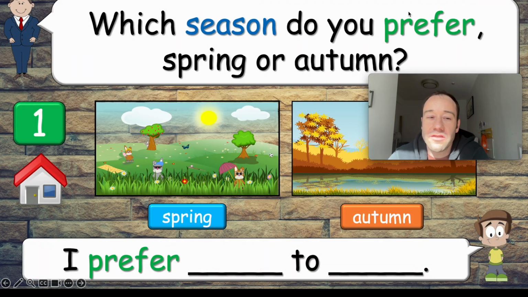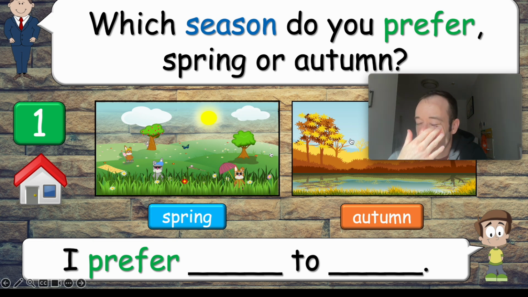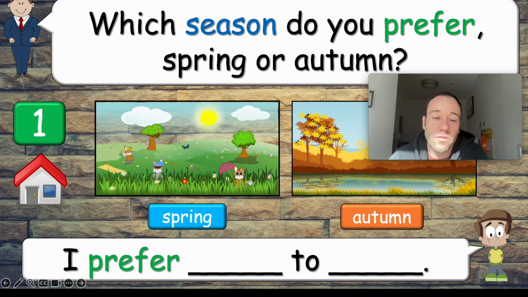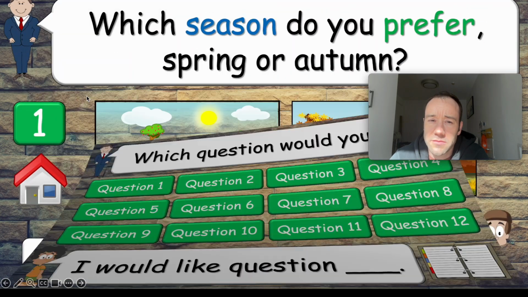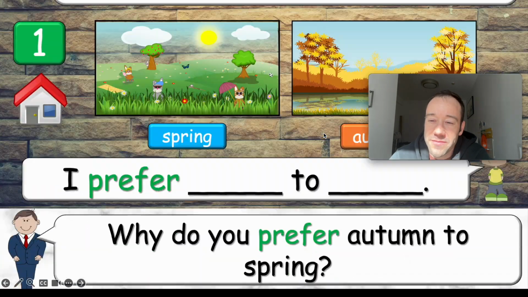So there's which season do you prefer, spring or autumn? And once again, based on which one you click, they lead to different answers. If they click on this one, it'll lead them to a bunch of answers that say why they prefer spring. If they click this one, it'll lead them to a bunch of answers which say why they would prefer autumn. So both of them are there. If I click on spring, you see, because I love seeing all the flowers, because the spring smells good, whatever. And if I click on autumn, it takes me here.